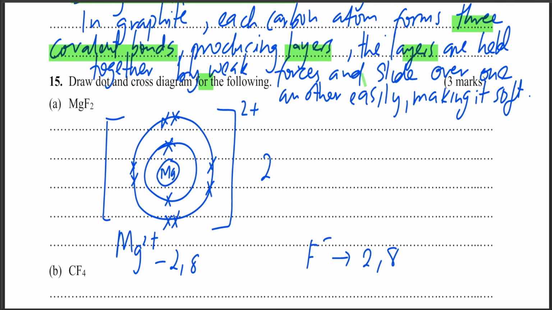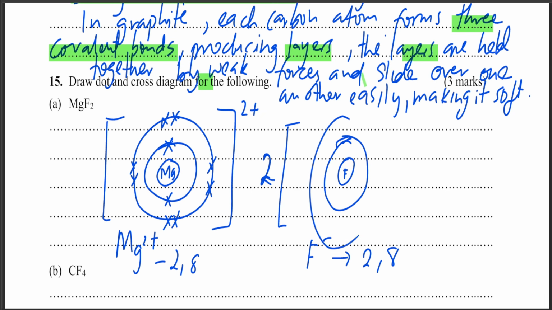Then we have 2 fluorines. Wataandika tu nyuma yake 2 fluorines. So this is a 2 kuonesha kuna 2 fluorines, and then we draw the fluorine now. So fluorine pia itakuwa na 2 shells or 2 energy levels. So 1 and 2. But now don't use the same exact thing. Usitumie crosses. But instead use dots. So dots.